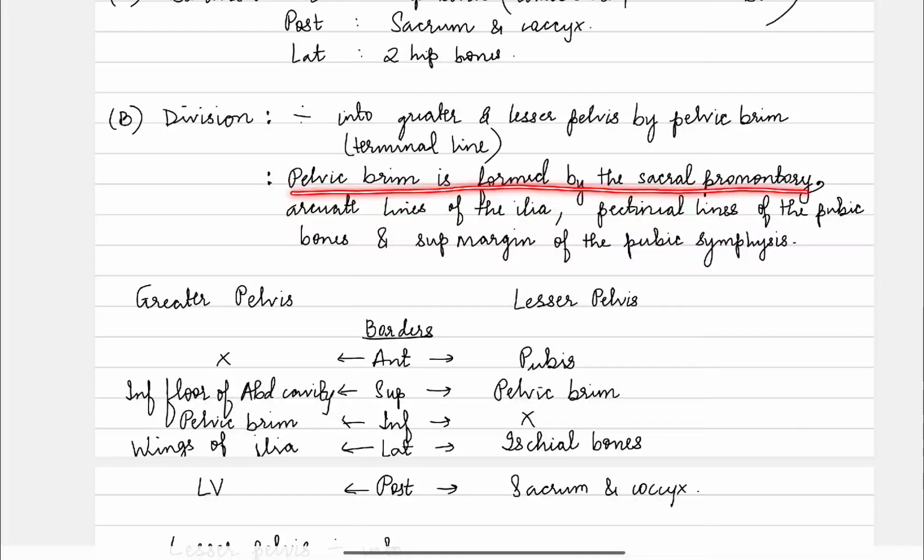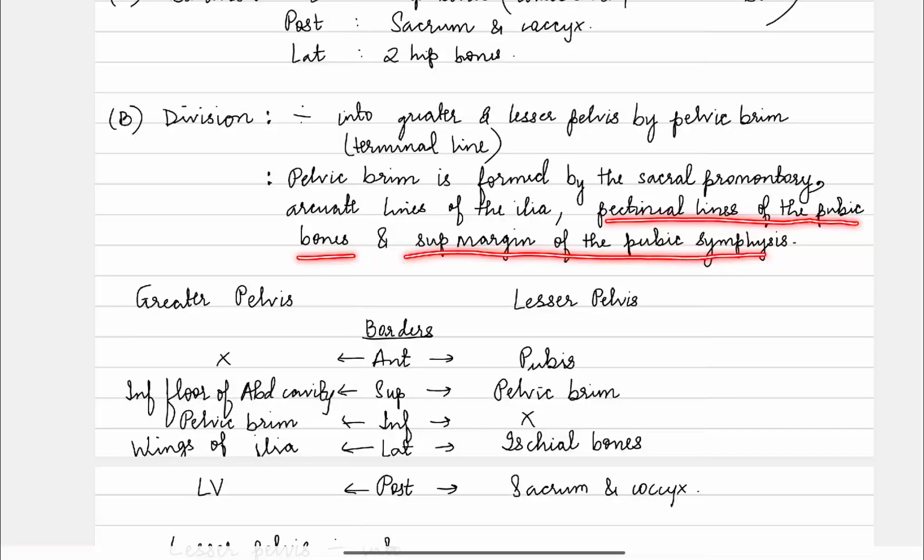Pelvic brim is formed by the sacral promontory, arcuate line of the ilia, pectineal line of the pubic bone and superior margin of the pubic symphysis.